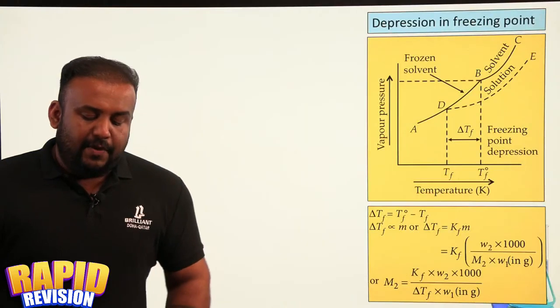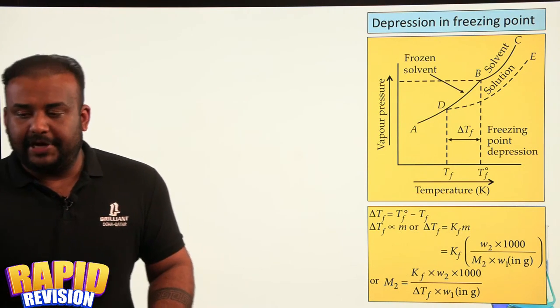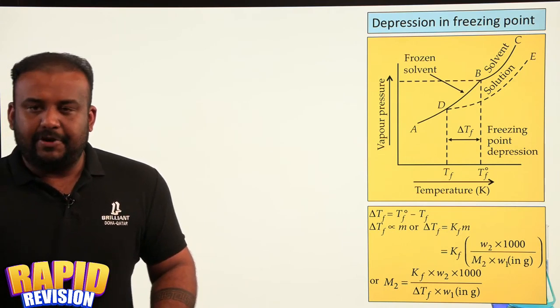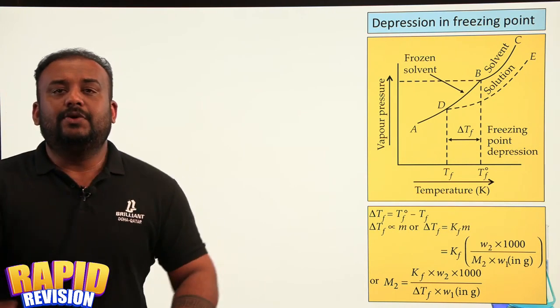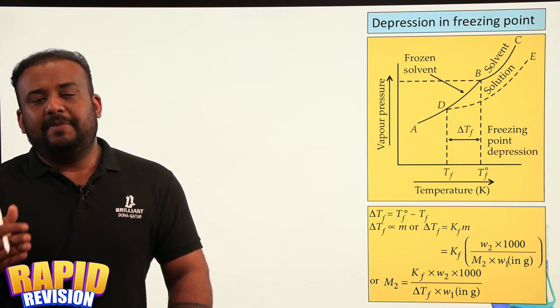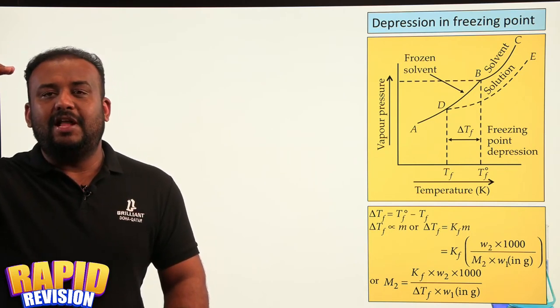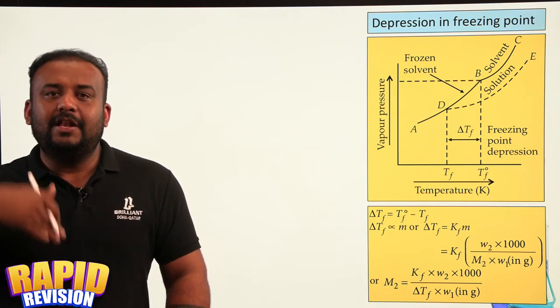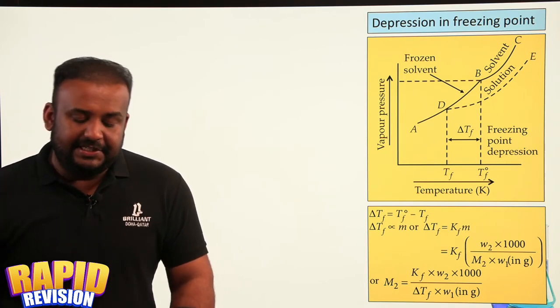Right. Now, the next colligative property is depression in freezing point. See, when you add a solute into a solution, I told you the vapor pressure will be lowered, boiling point will increase. So definitely what will happen? The freezing point will come down. So this is known as depression in freezing point.